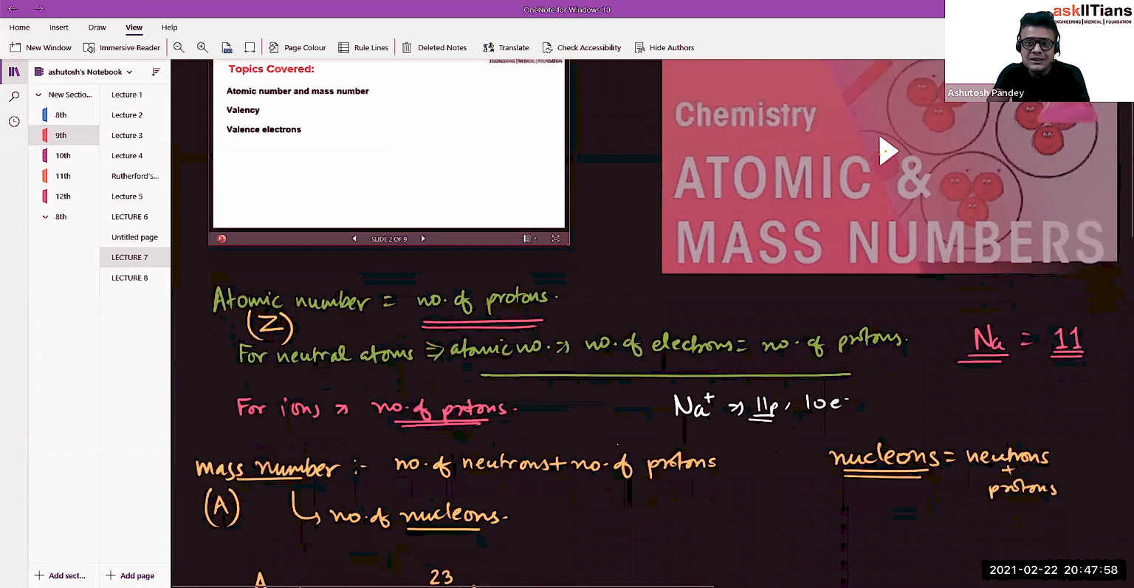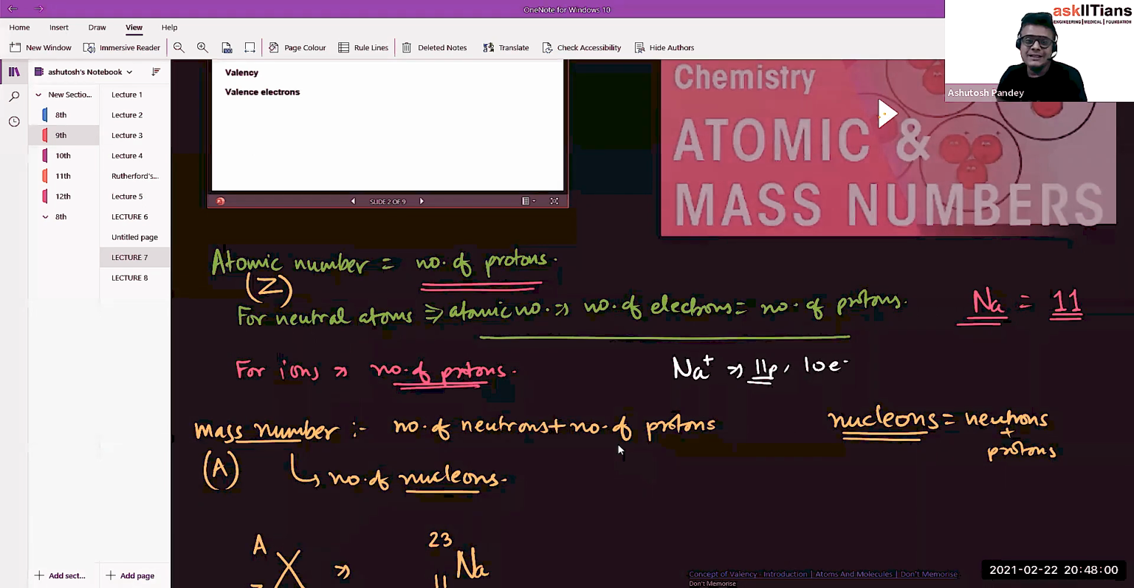Now mass number. The number of neutrons and number of protons collectively we call as mass number. Why mass number? Because they are the particles which are responsible for whatever mass the atom has. Most of the mass, because electrons have very little mass as compared to the mass of the neutrons and protons.